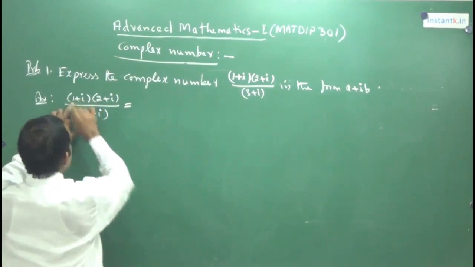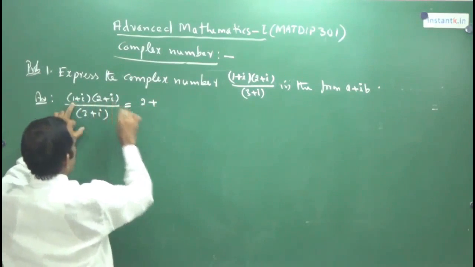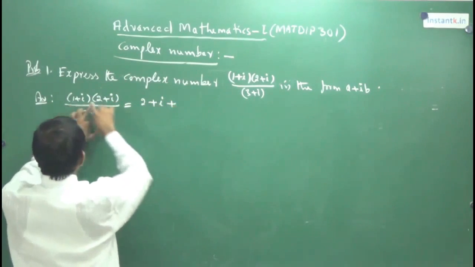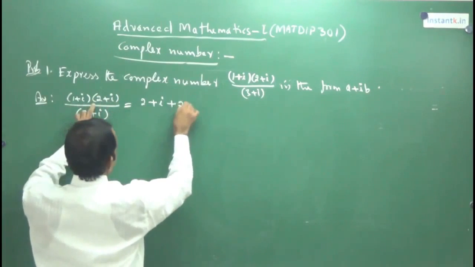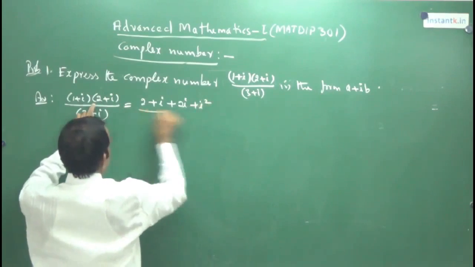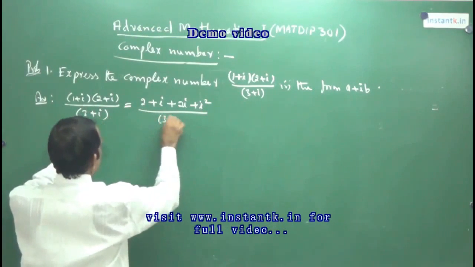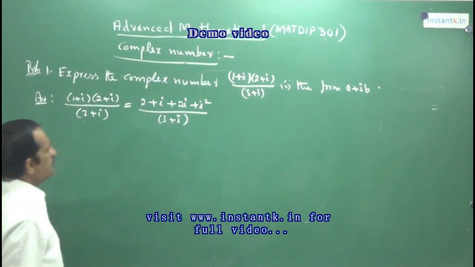So if you multiply by this, we get 1 into 2, it is 2 first. Then 1 into i, that is i, plus then i into 2, it is 2i, plus then i into i, it is i square. Just expand. Then divided by, denominator is 3 plus i.